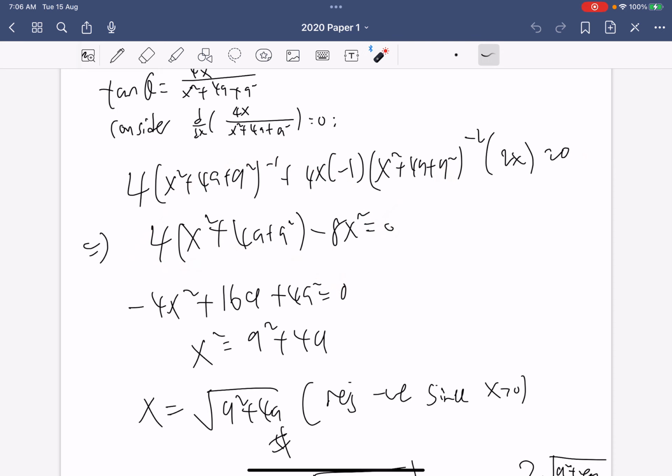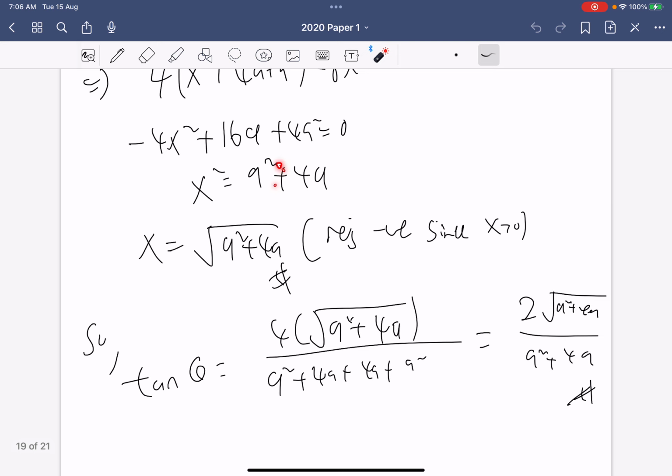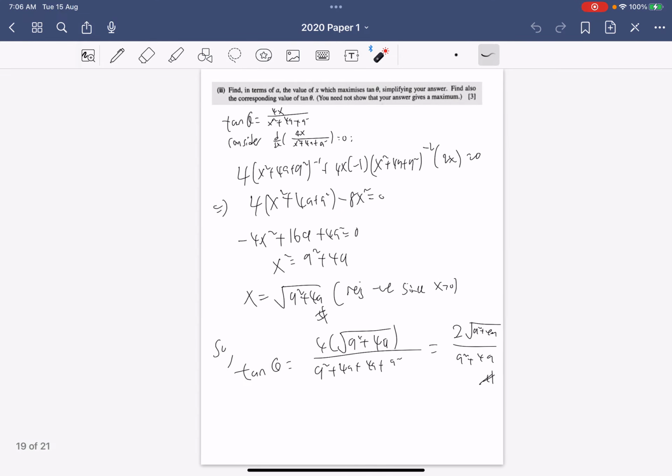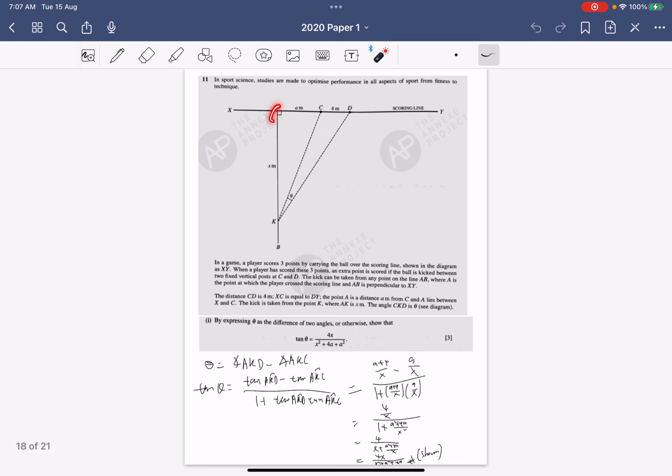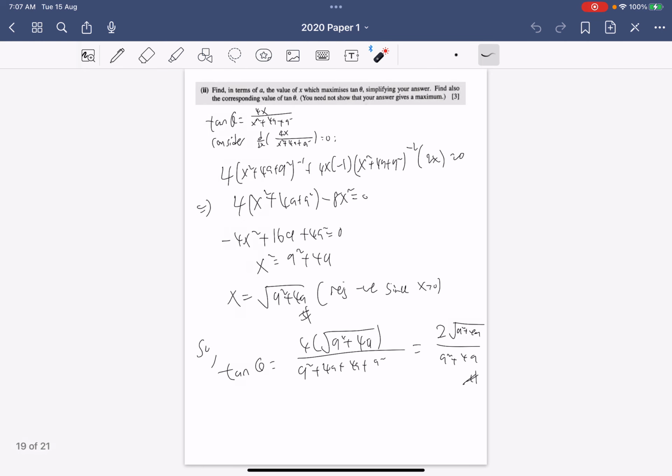And we just get minus 4x squared plus 16a plus 4a squared must equal to 0. So x squared must equal a squared plus 4a. This means that you can square root it to get the answer and reject the negative side, since we know x has to be positive. Since x is like this distance, it can't be negative.